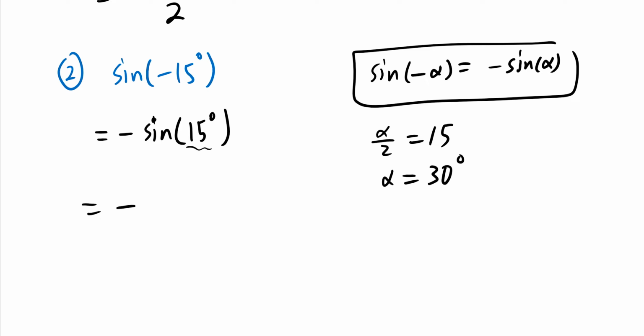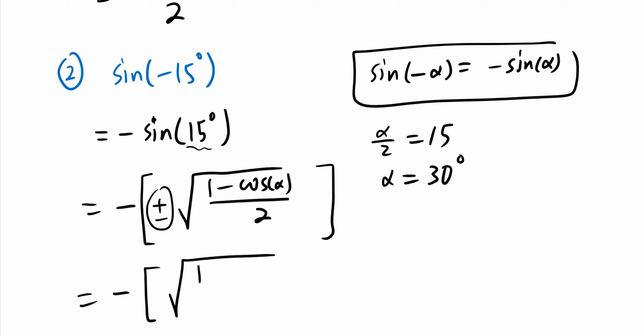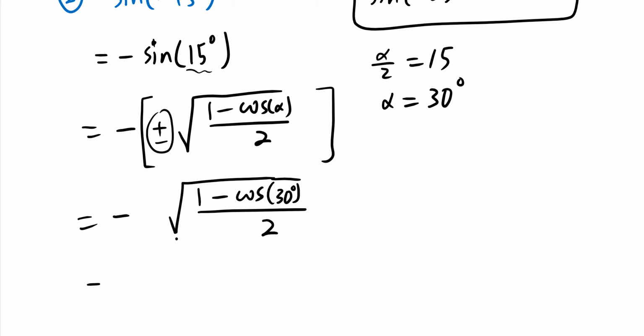So we can use the half angle formula for sine. Let me write it inside a bracket. It's plus or minus the square root of 1 minus cosine alpha all over 2. In this case, we do not need the plus or minus because angle 15 is in the first quadrant, where sine is positive. So it's 1 minus cosine of alpha, which is 30 degrees, all divided by 2. This gives us negative the square root of 1 minus square root of 3 over 2, all over 2.